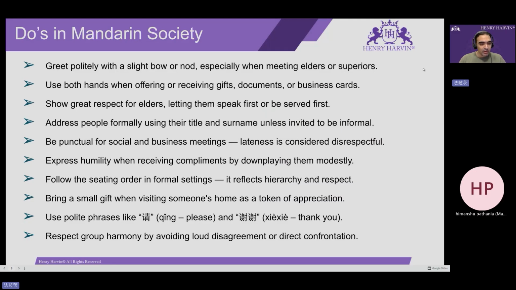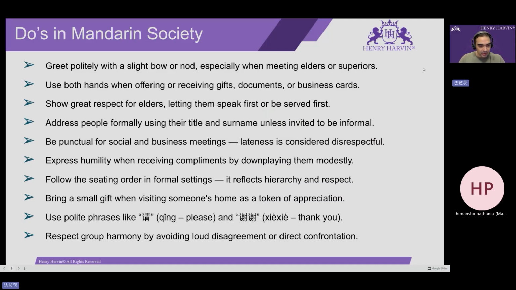And then following the seat order in formal settings reflects hierarchy and respect. Another important aspect is bringing a small gift when visiting someone's home as a token of appreciation. That is also a very important aspect of Chinese society. And use polite expressions like "qing," which means please, or could you do me a favor, and the expression that we studied before, 谢谢, which means thank you.